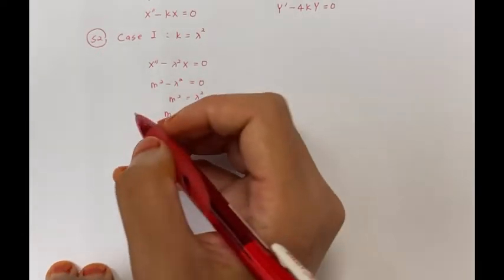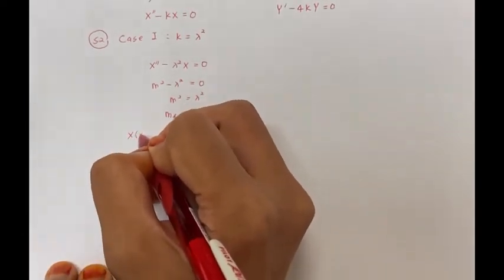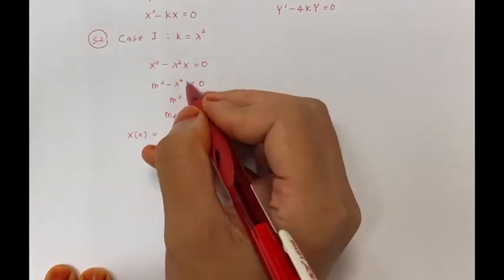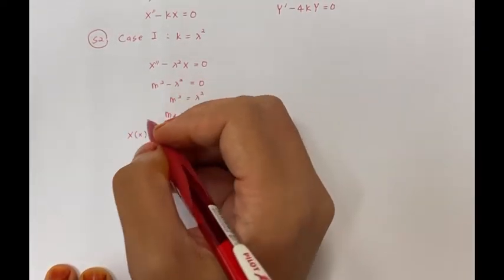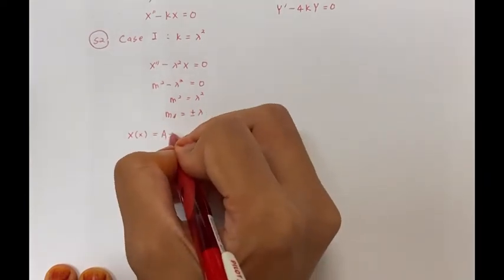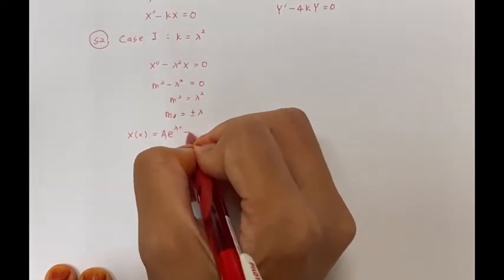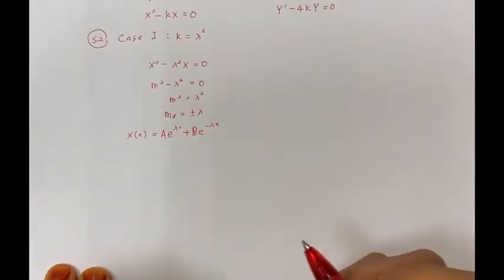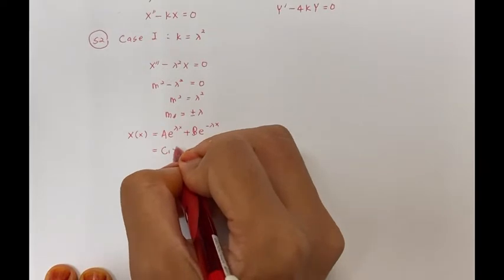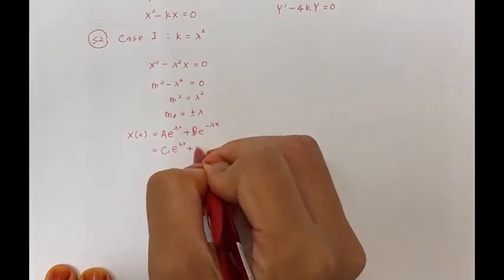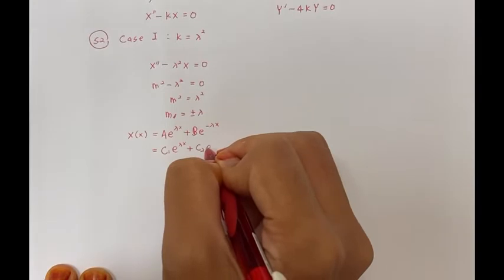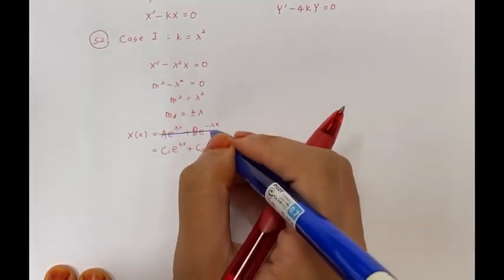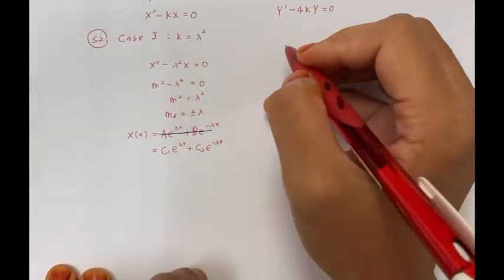Use the table from chapter 2. The general solution for this second order ODE is a exponent lambda x plus b exponent negative lambda x. Normally, we use C1 exponent lambda x plus C2 exponent negative lambda x.